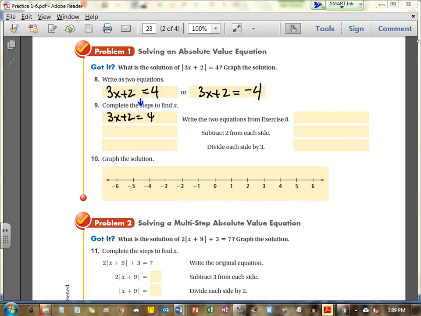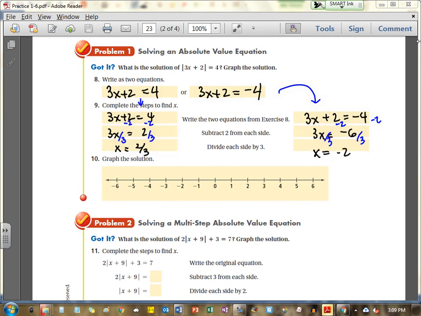It's this problem. You're going to subtract 2 from both sides, and now you have 3x equals 2. And then you're going to divide by 3 on both sides, and now you have x equals 2/3. Final answer. Okay, let's look at the other possible problem. The other possible problem starts with the 3x plus 2 equals -4. And you do the same thing. You subtract 2 from both sides. And you end up with 3x equals -6. And then you divide by 3 on both sides. And you get x equals -2.